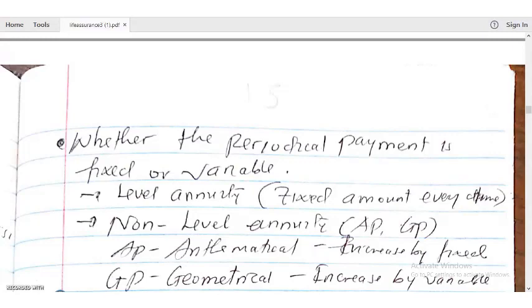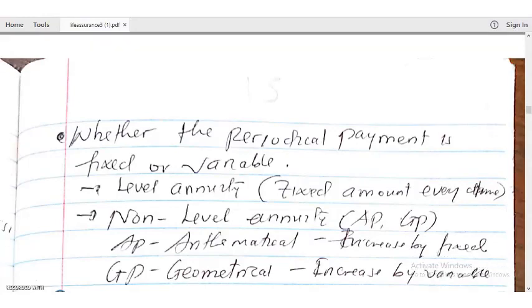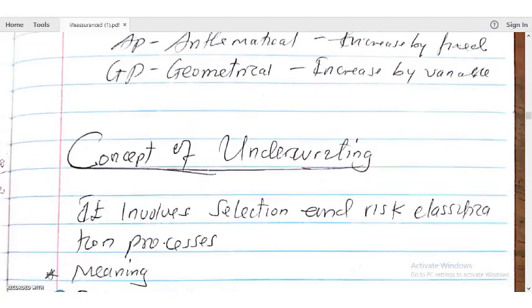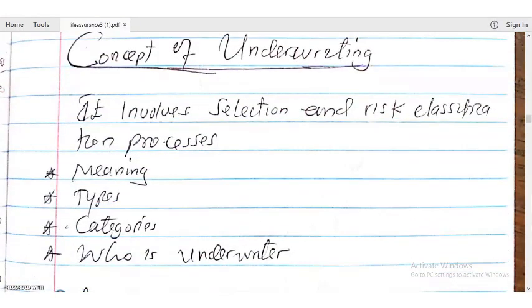Lakini wakati mwingine inaweza kuwa ina-increase by variation. Leo umelipa 25,000, kesho unalipa 32,000, kesho so things of the kind, that is non-level annuity. So baada ya kuangalia classification, then the concept of underwriting, you should know the meaning of underwriting. So underwriting involves the selection and risk classification processes, that is all about underwriting as a definition. Underwriting ni kile kitendo cha ku-identify risk, then select the risk by underwriter.